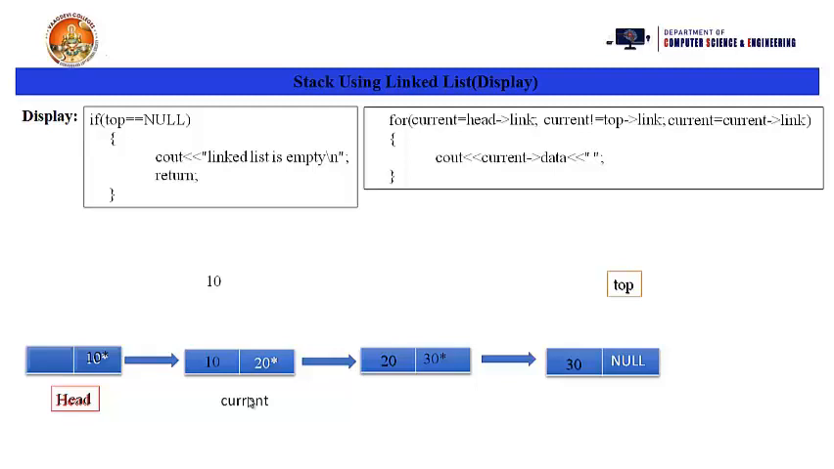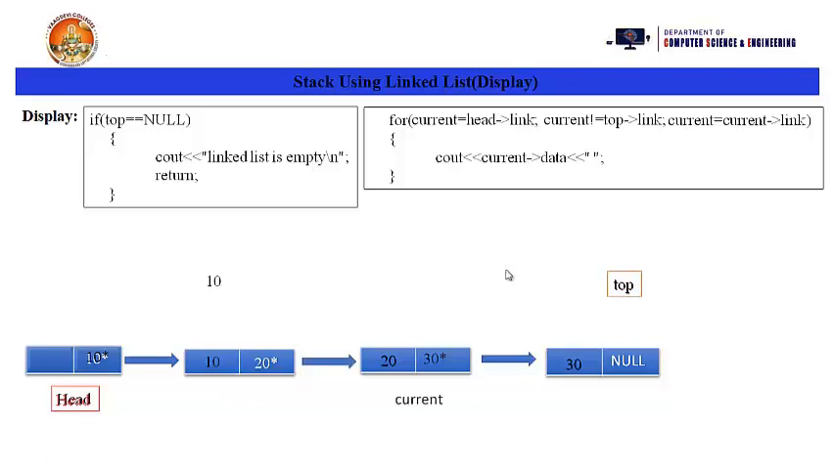Then we need to increment the value, current equal to current tends to link. What is the meaning of this? It is like I equal I plus 1. So current tends to link. What is current tends to link? The 20 pointer, meaning it is pointing to the 20 node and that node acts as current now. So it is moving to the 20 node. Now this 20 node acts as the current node.